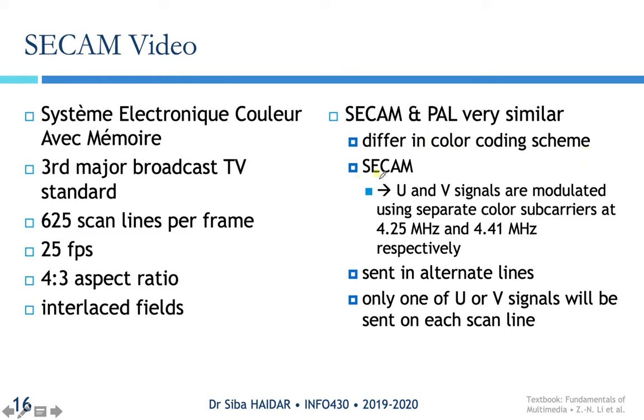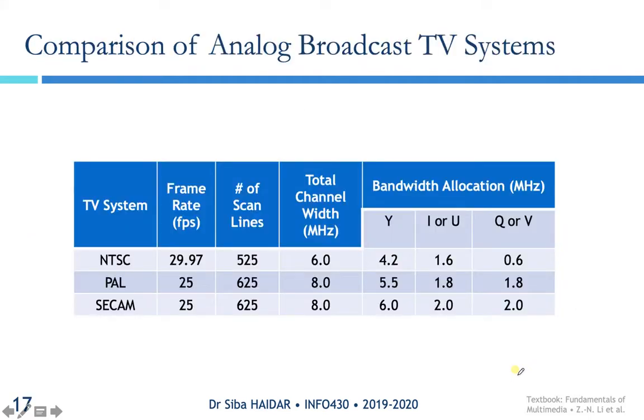SECAM uses U and V signals, but they are modulated differently using separate color subcarriers at 4.25 MHz and 4.41 MHz respectively, and they are served in alternate lines, and only one of the U or V signals will be sent on each scan line. So the difference is in the coding of the colors.